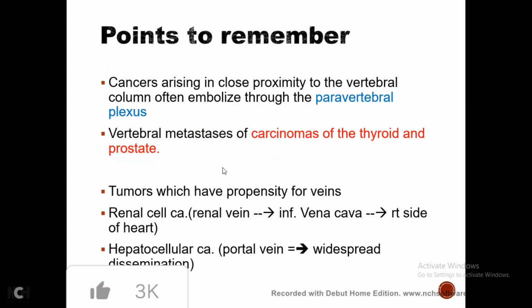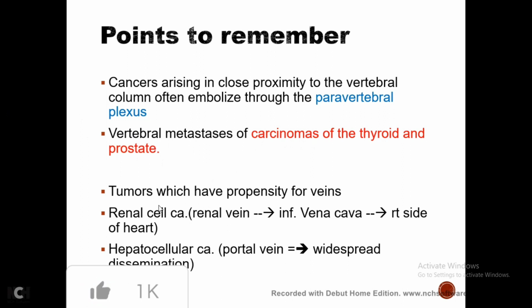Some important points to remember regarding the metastasis of cancerous cells. Cancers arising in close proximity to the vertebral column actually embolize through, they involve, the paravertebral plexus. Vertebral metastasis of carcinoma from the thyroid and from the prostate is very, very common.